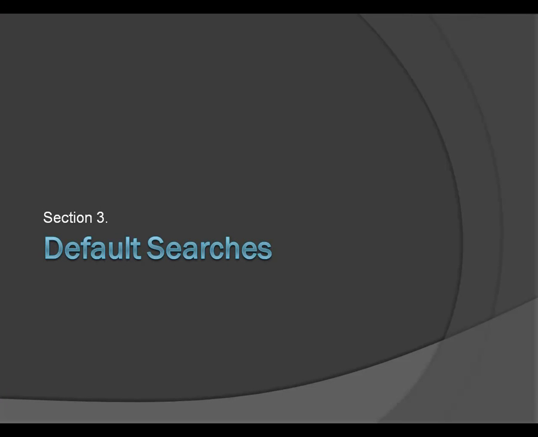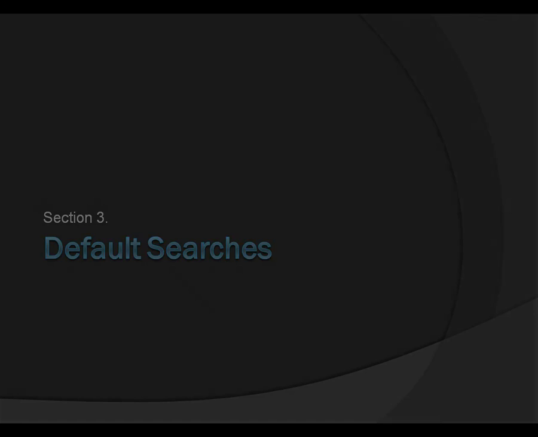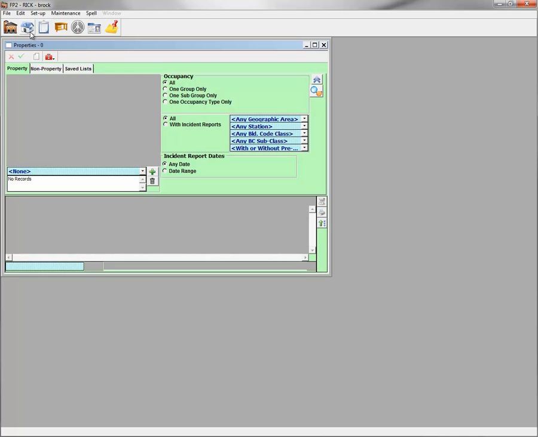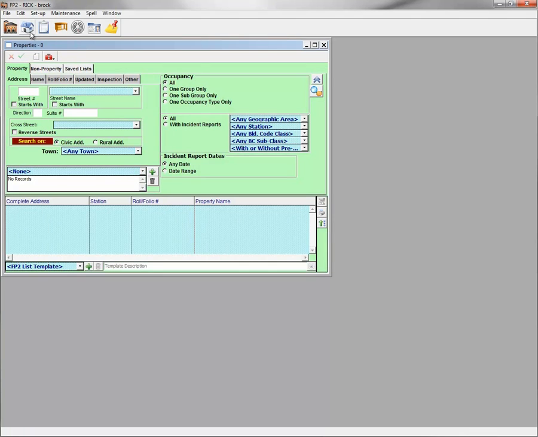Section 3, Default Searches. The Startup tab allowed us to set which windows automatically appear in FP2, and we can also set the default size, location, and search on those windows. This is done by saving defaults in list windows. In the Introduction to FP2 tutorial, we learned how to save searches on a list window. The default search option sets a saved search so that it's run each time when the list window is open.